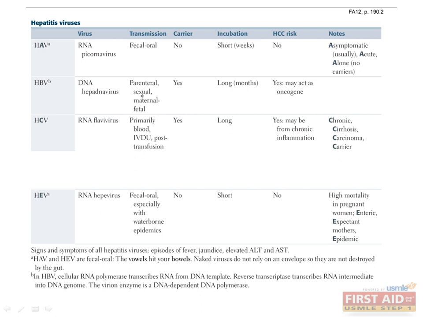HBV is transmitted through blood transfusions, sexual contact, and placentally. Acute infection results in jaundice and fever. Chronic infection may result in an asymptomatic carrier state, but there is risk of developing cirrhosis and/or hepatocellular carcinoma.